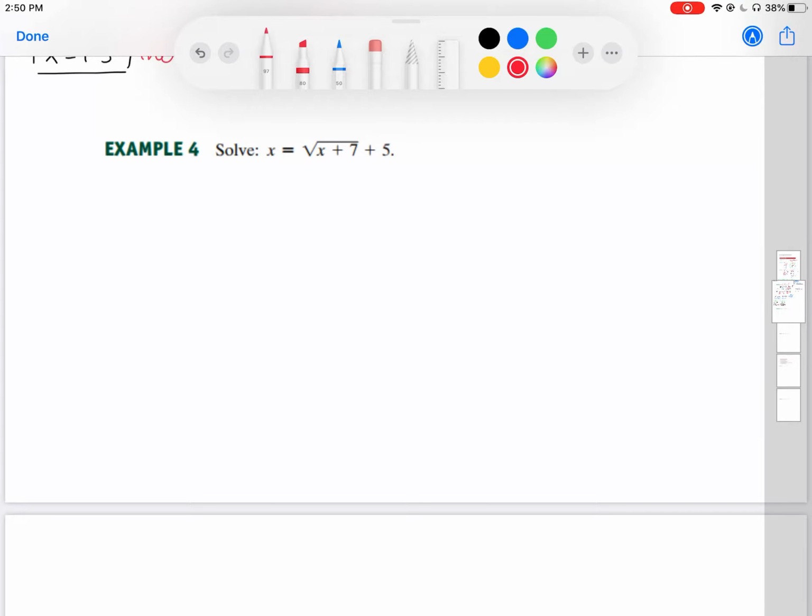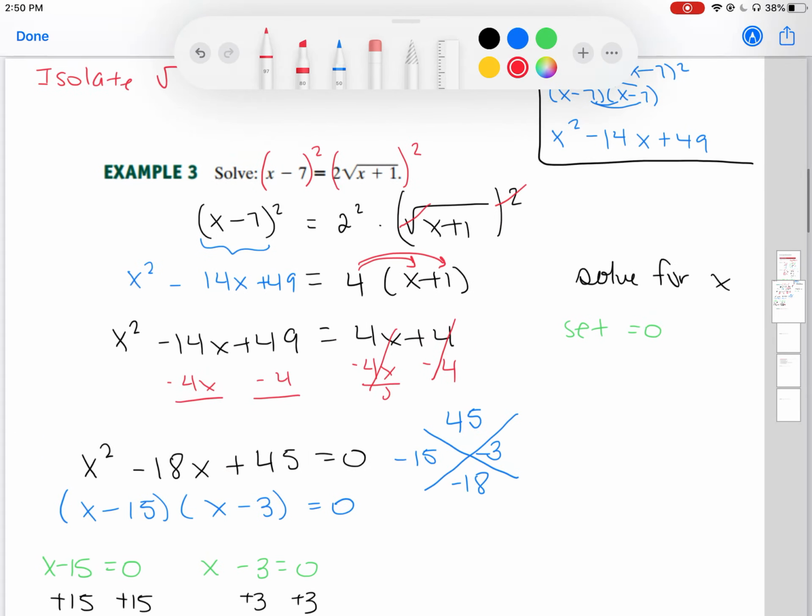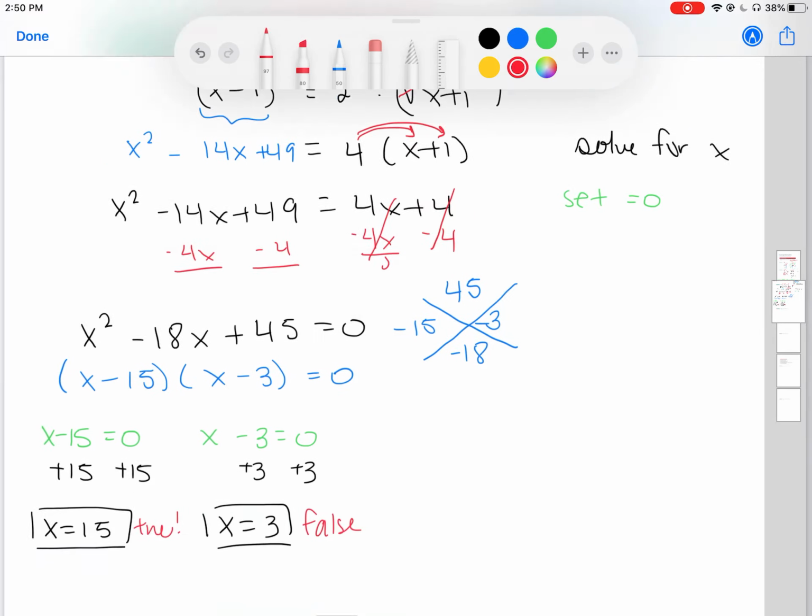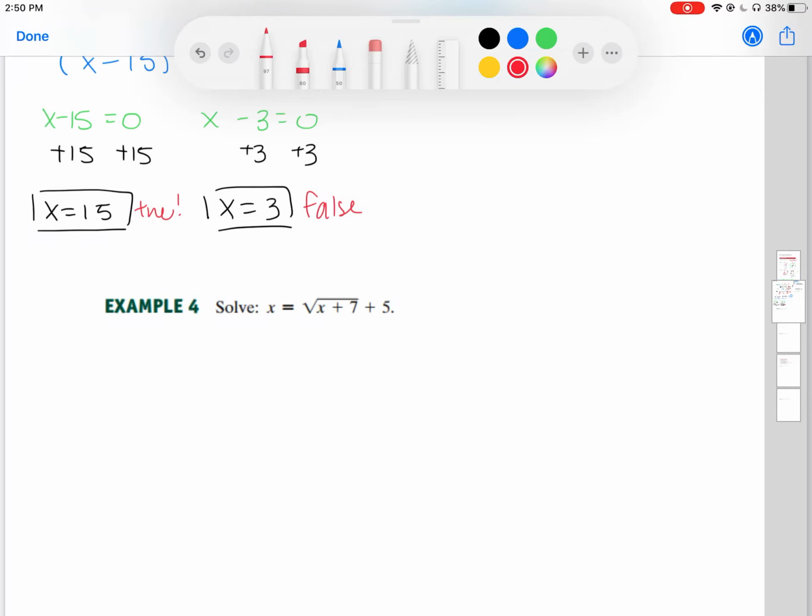Let's go ahead and take a look at example 4. It's asking us to solve x is equal to the square root of x plus 7 plus 5. Now what's different here from our last problem, where we can just square both sides, is that plus 5 is not being multiplied, it's being added. So I need to get that radical by itself first. So let's go ahead and subtract 5.